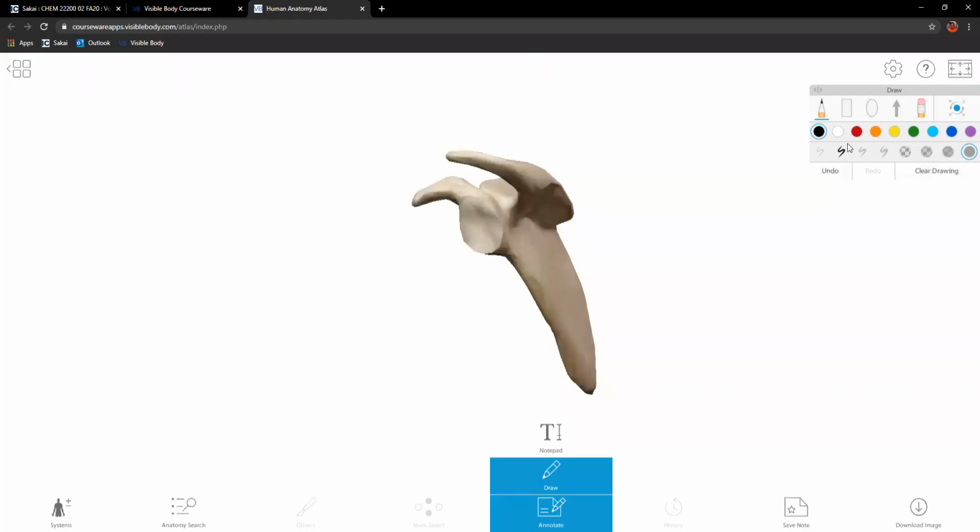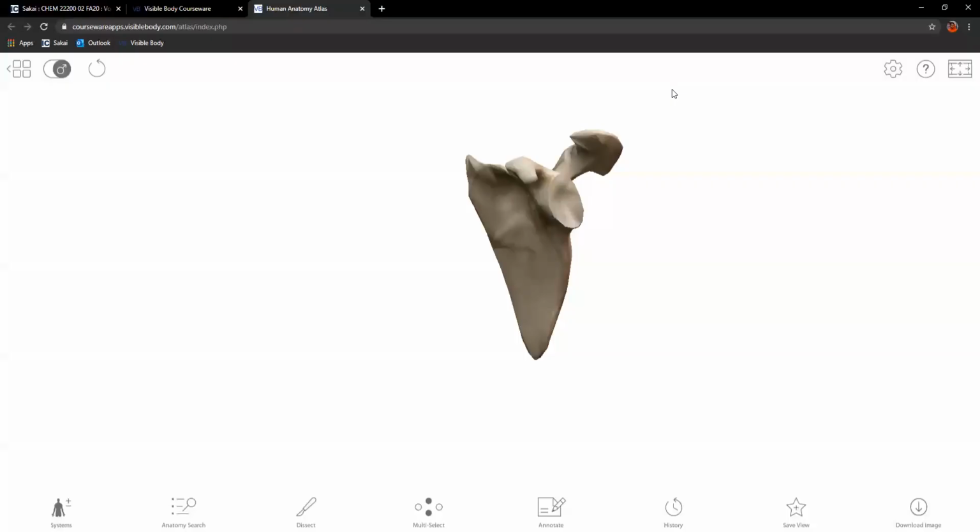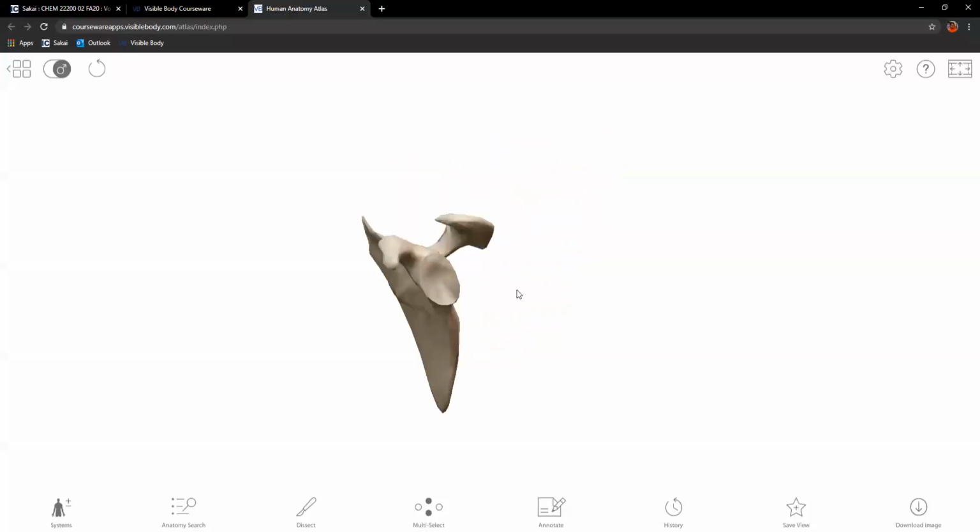I think I may have forgotten to identify this spot right here. This is going to be your spinoglenoid notch, or actually, I'm sorry, your greater scapular notch. So either your greater scapular notch or your spinoglenoid notch. So that'll be that spot right there. All right, so those will be all the landmarks for the scapula.